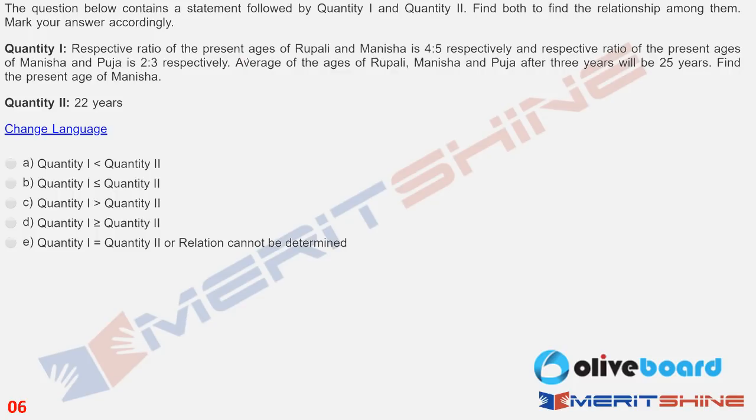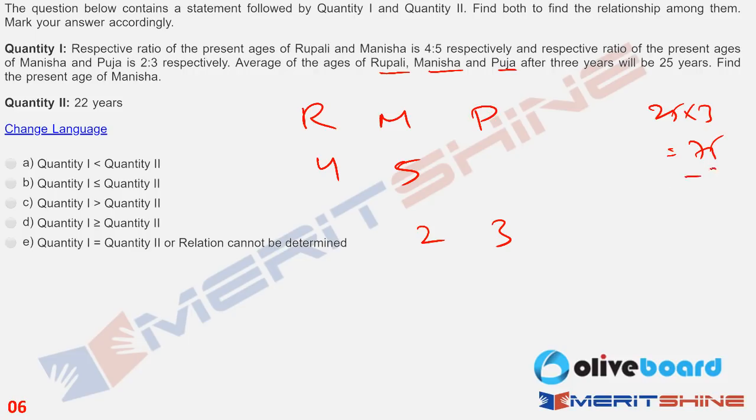Respective ratios of the present ages of Rupali and Manisha is 4:5, and the respective ratio of the present ages of Manisha and Pooja, so there is another girl, is 2:3, right? The average ages of Rupali, Manisha, Pooja after 3 years will be 25. That means present is what? 25 into 3 minus 3 into 3, that is 66. Currently they are 66 years in total.